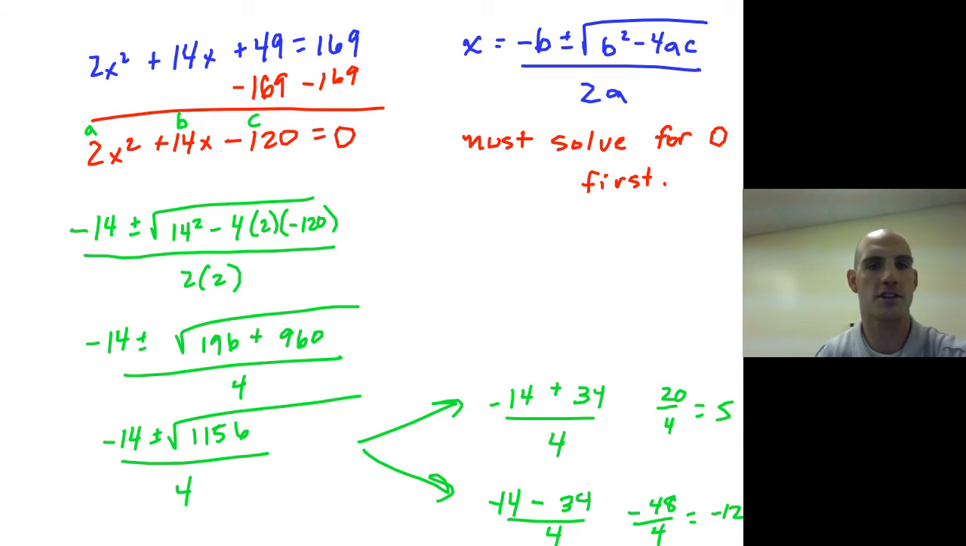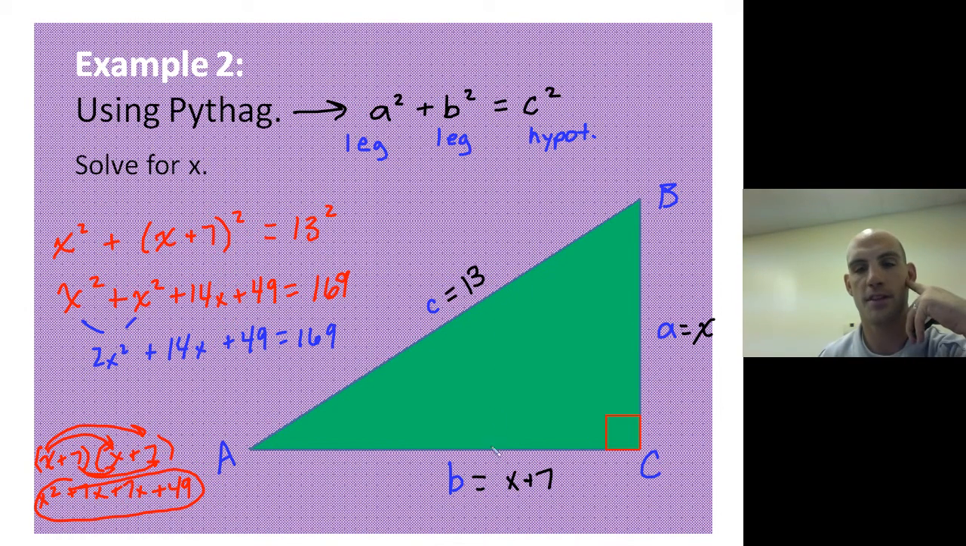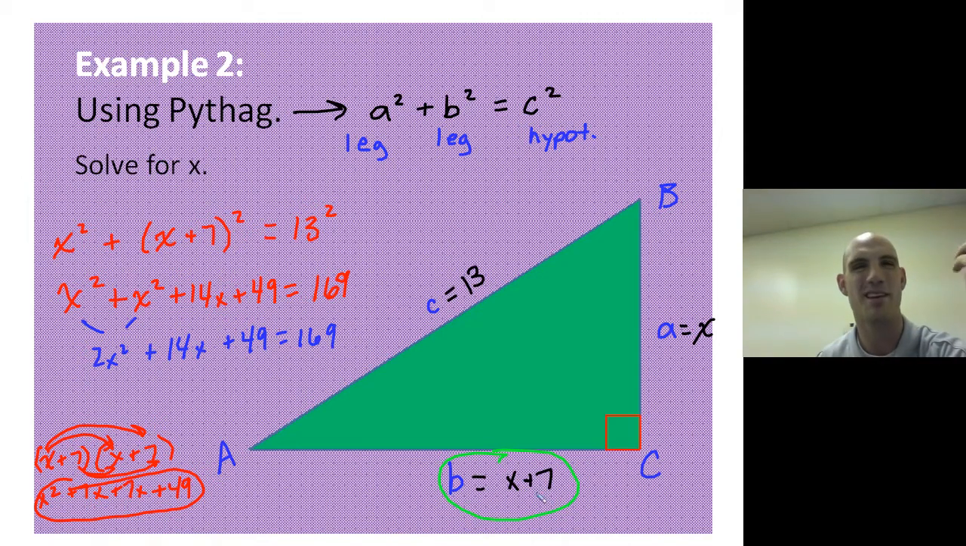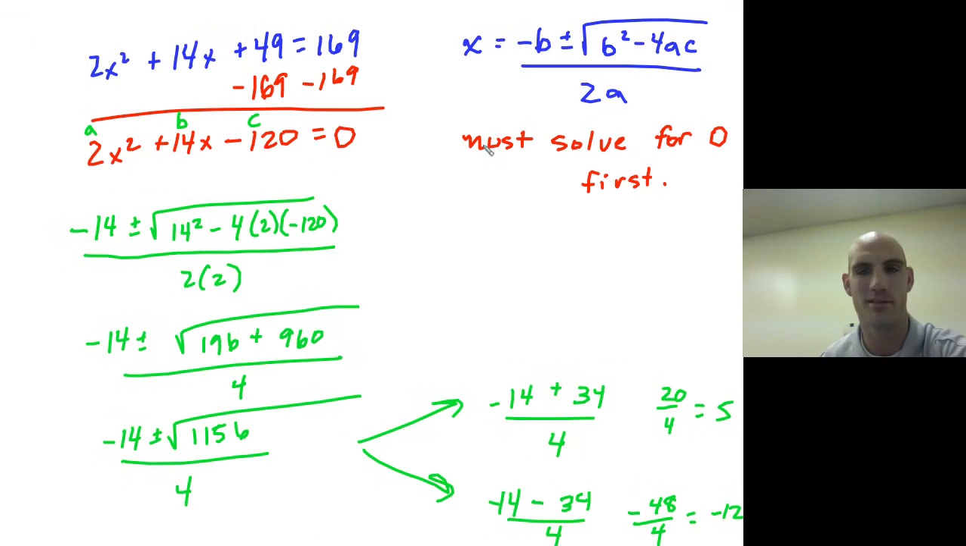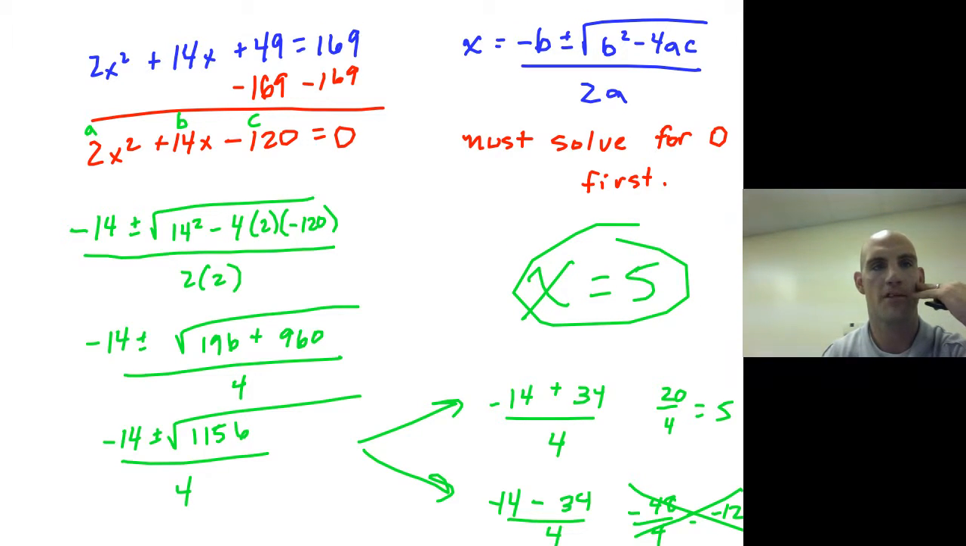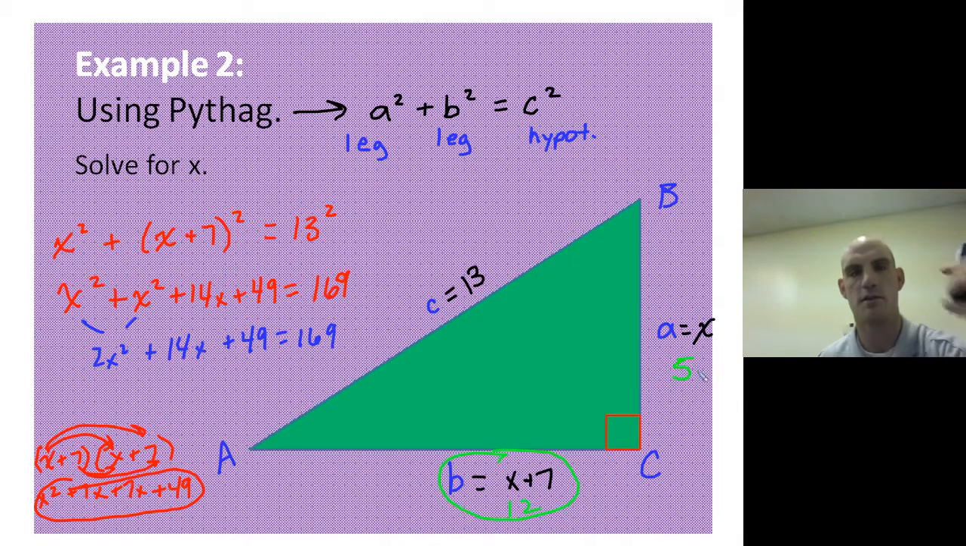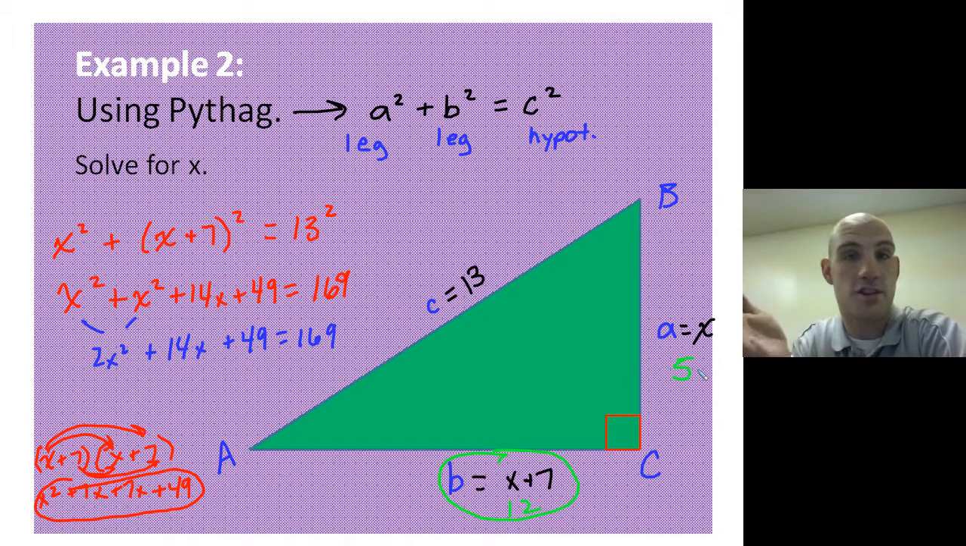Well, remember what I'm actually looking at. I'm looking at this distance here, this length. Well, if x is negative 12, that means that this is going to be negative 5. Well, I can't have a negative value, so it's not going to be this one. So x is equal to 5 is my answer. And if I go back over here, I end up with b is equal to 12 and a is equal to 5. That's the basic gist of this, guys.